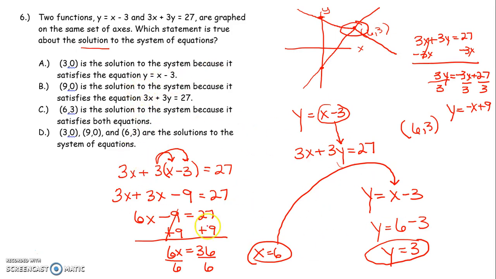Really, this was all the work that you needed because you weren't even given a grid, but I just wanted to show you that 6, 3 is the solution, because if we substitute it back into either original, it's actually going to be the point where they cross on the grid.